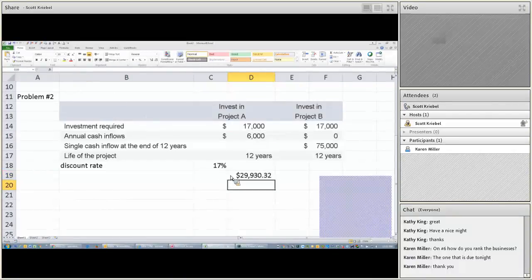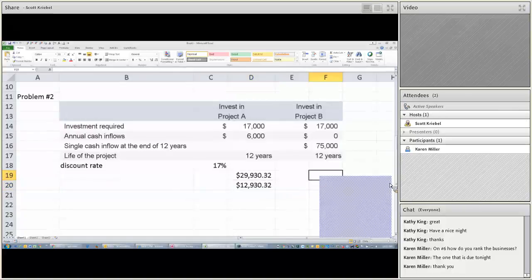Okay, so we've got $29,930.32 is the amount here. And then if you subtract the $17,000 investment, we get an NPV of $12,930.